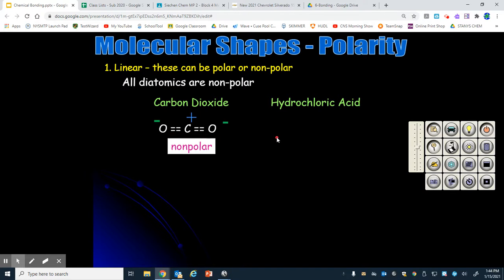Hydrochloric acid is HCl. Chlorine's going to be negative, hydrogen's going to be positive. We can divide it down this path right here and isolate the charges. So therefore, it's a polar molecule.